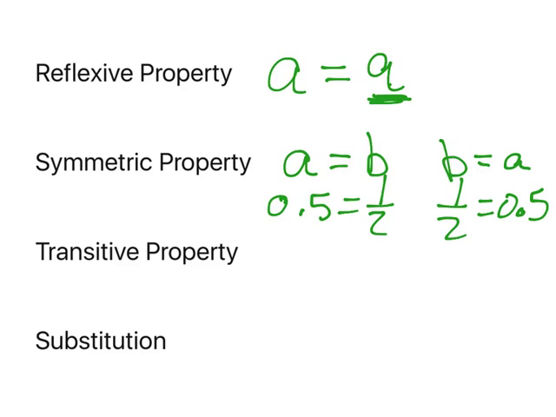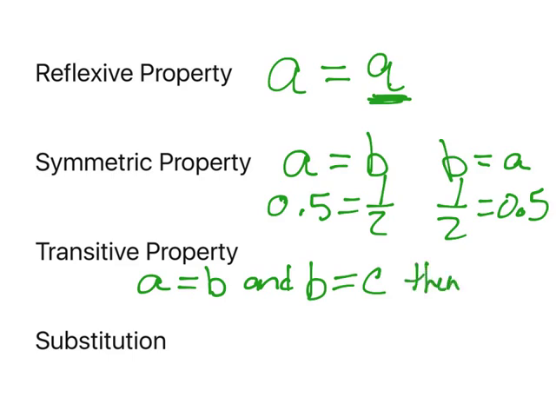Next one is the transitive property. Basically we're saying if A is equal to B and B is equal to C, then we can conclude that A is equal to C. Because clearly if A is equal to B and B is equal to C, B is equal to both A and C, then of course A and C are the exact same thing.